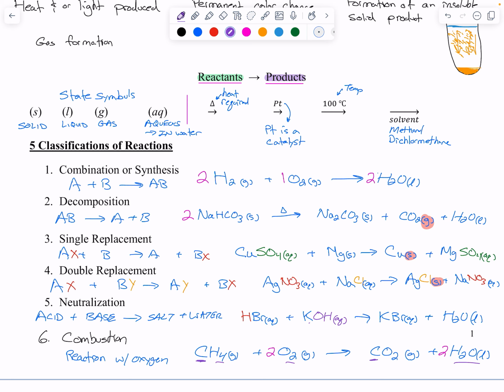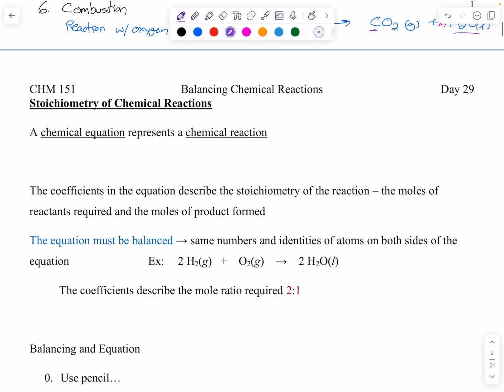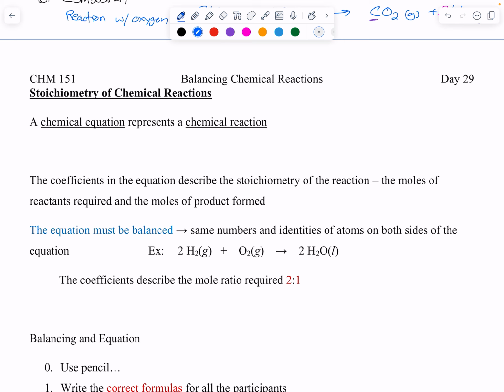And the reason we do that is it's going to help you understand the class, and then that leads us to balancing, right? Balancing chemical reactions. That's very important, right? Because the chemical equation represents the chemical reaction, right? And we know a reaction is a rearrangement of the same set of atoms. Bonds are broken and new bonds are formed.